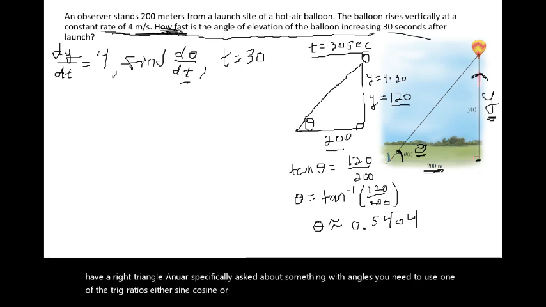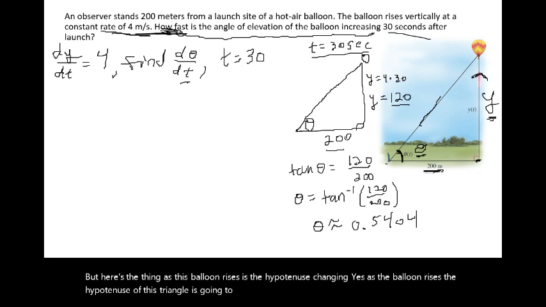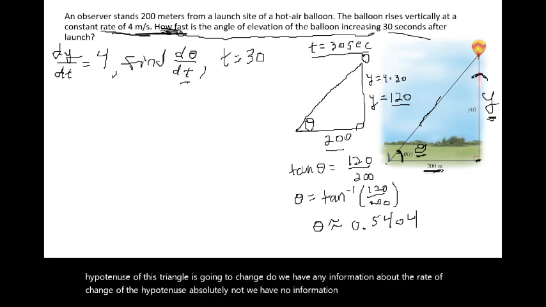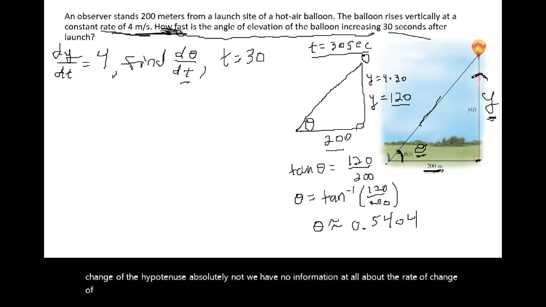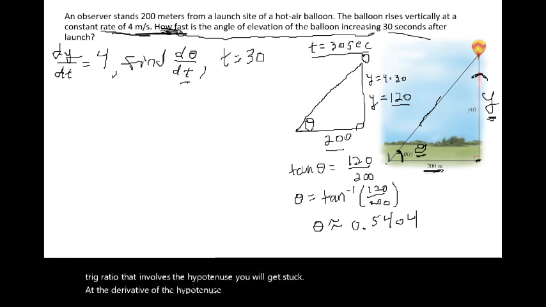But here's the thing. As this balloon rises, is the hypotenuse changing? Yes, as the balloon rises, the hypotenuse of this triangle is going to change. Do we have any information about the rate of change of the hypotenuse? Absolutely not. We have no information at all about the rate of change of the hypotenuse. So, since we really don't have any information on the hypotenuse, don't use a trig ratio that involves the hypotenuse. You will get stuck at the derivative of the hypotenuse with respect to time, and you will get stuck because we don't have that information.